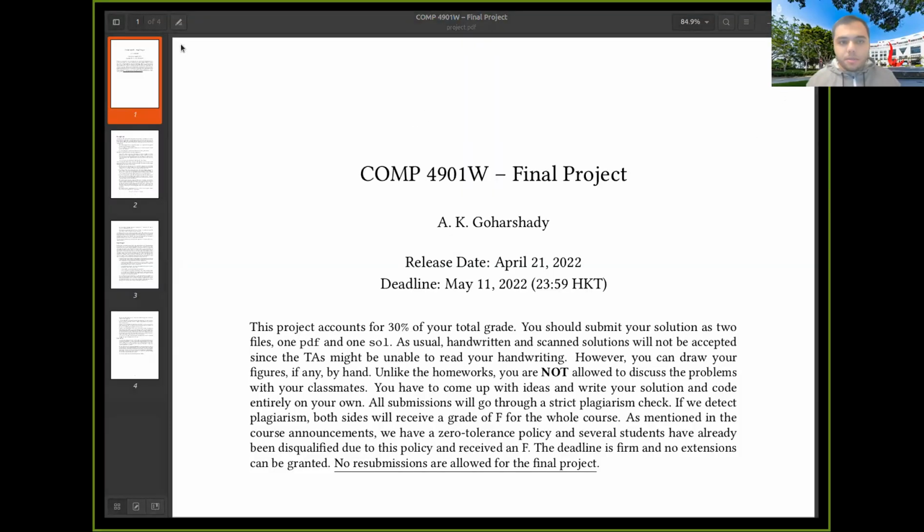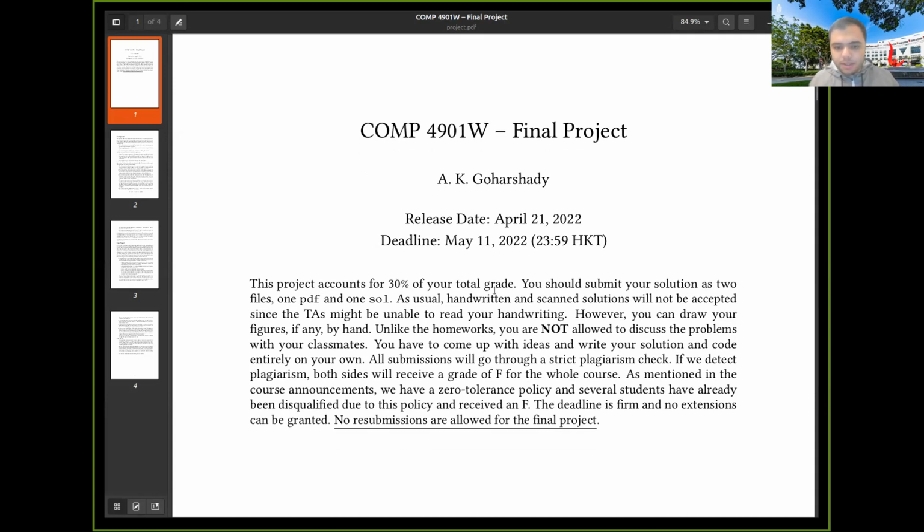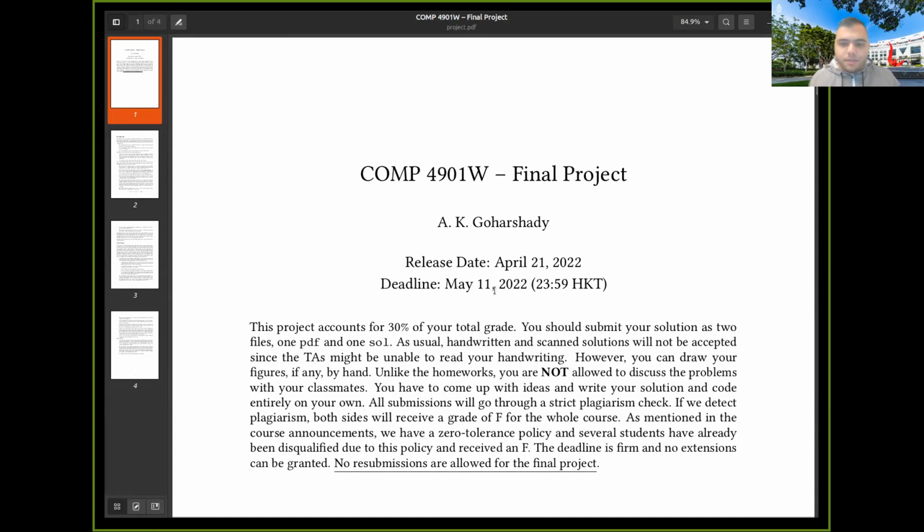Now I want to talk a little bit about the final project that you have to submit. By the way, the deadline has been extended a little bit, so you can see in Canvas when the actual deadline is. So the first thing I want to talk to you about is the rules.